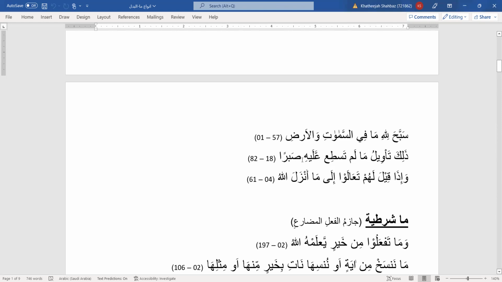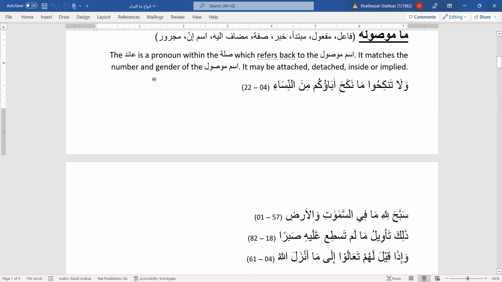You see, I did not translate this hi. What is hi here? This is the time to talk about this hi. This hi is the 'a'id. If you remember, I talked about the 'a'id. 'A'id is a pronoun within the sila which refers back to the ism mawsul. This is a need of the Arabic language. It is not a need of the English language. So when we translate into English, we don't have to translate the 'a'id. Over here, the 'a'id is attached to a harf of jar. So this is an example where the 'a'id is visible. That is the interpretation of what, or that is the explanation of what you are not able to be patient upon.